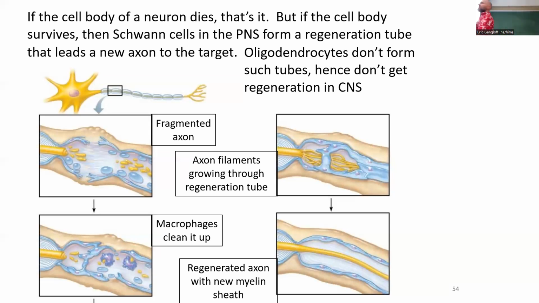So there is a section in the book that talks about this. It's a part of your reading that gets into a little more detail. I don't need you to know all of the details about how this tube is regenerated. Just know that it happens because of the actions of the Schwann cells, which are only in the peripheral nervous system. And that's all I'm going to say about the regeneration.